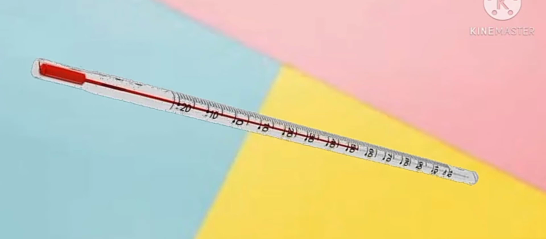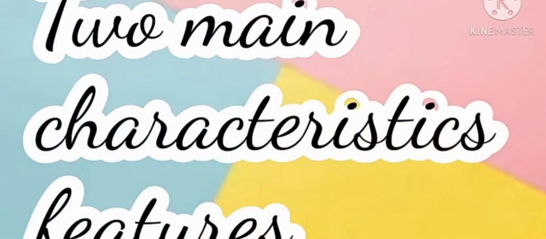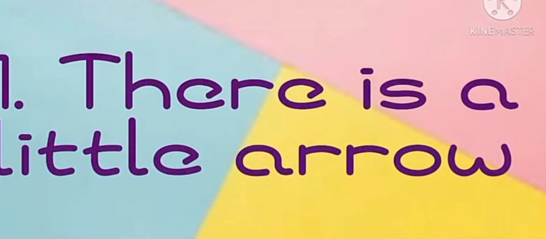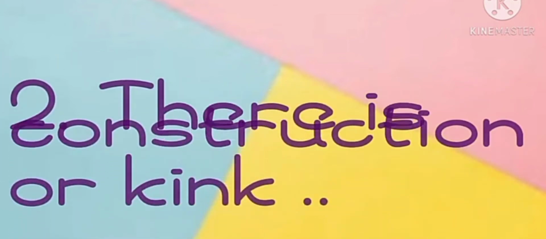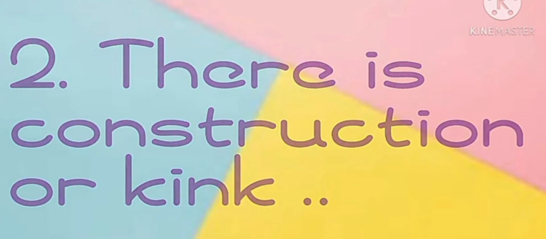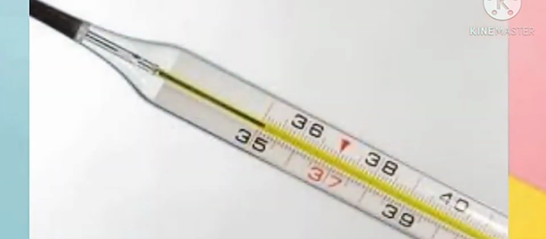Friends, besides these, there are two main characteristic features of a mercury clinical thermometer. First, there is a little arrow at 98.4 or 98.6 degree Fahrenheit showing the normal body temperature, and second, there is a constriction or kink in the tube near the bulb. This kink has been made to ensure that the mercury in the thermometer does not contract or flow back into the bulb before the temperature has been read.